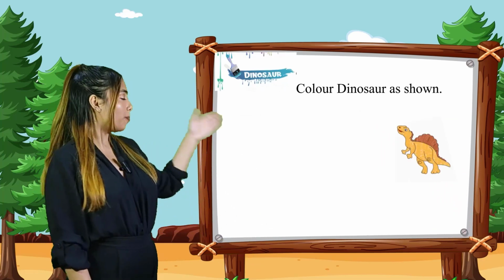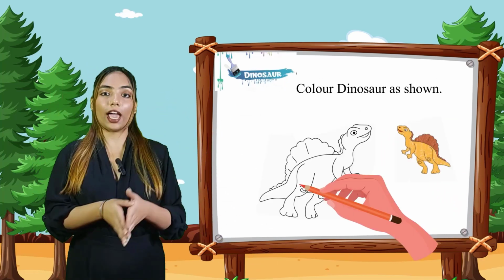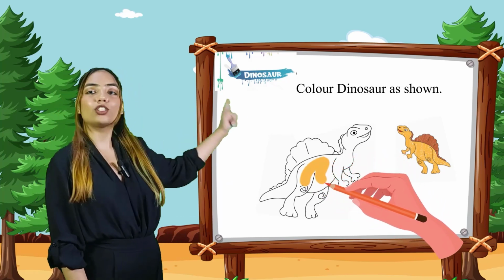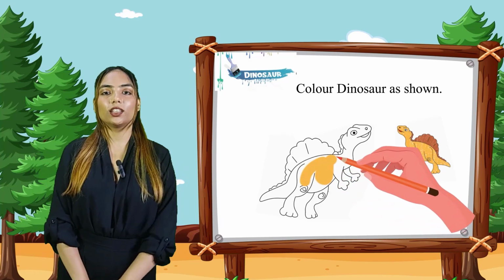Moving on to the next picture. Over here we have a dinosaur, which we don't have in real, by the way. So color this dinosaur as shown in the reference over here.